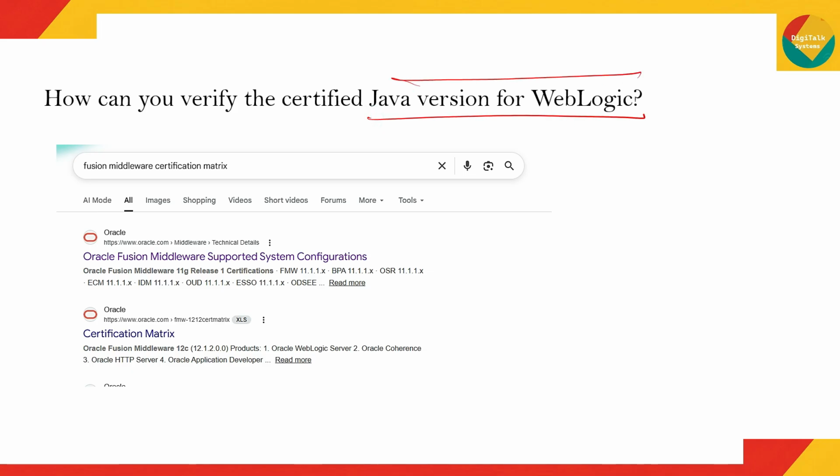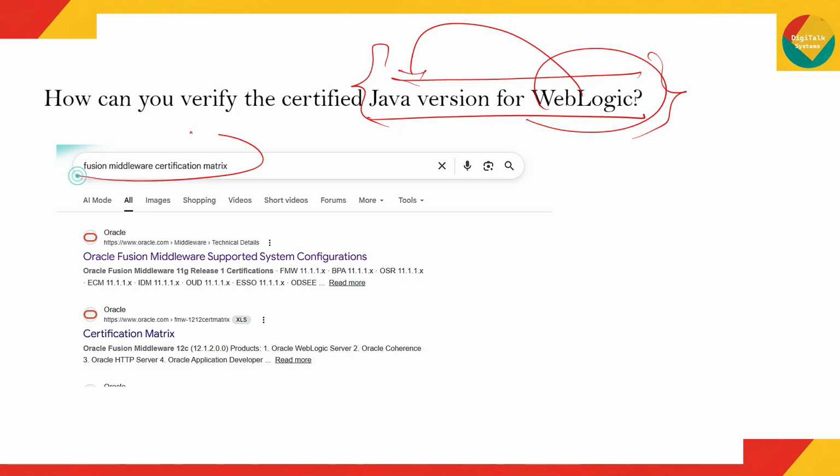How can you verify the certified Java version of a WebLogic server? Initially, if you remember, in the beginning sessions we learned that we have a certification matrix that we check before we build the environment. Like what is the certified version of JDK, what is the certified version of database, when we are going to build the environment. Similarly, when you are installing WebLogic, you have to understand which is the certified JDK for the WebLogic version that you are going to install. For that, you can just go to Google and search for the Fusion Middleware certification matrix.